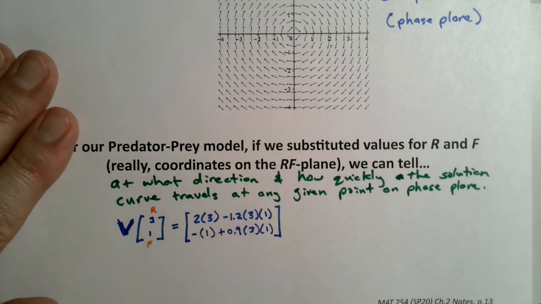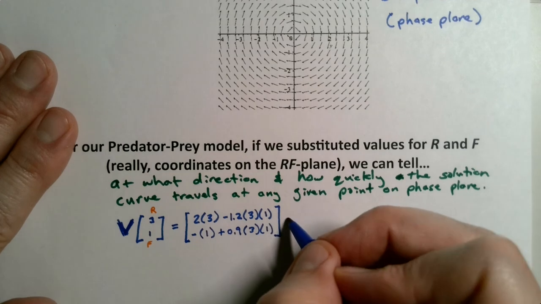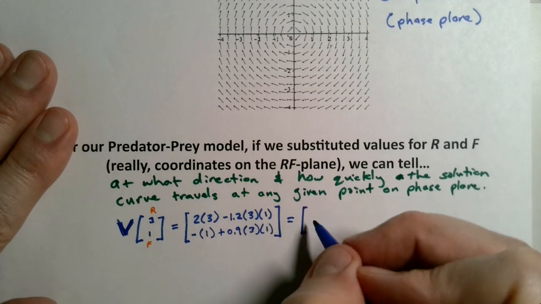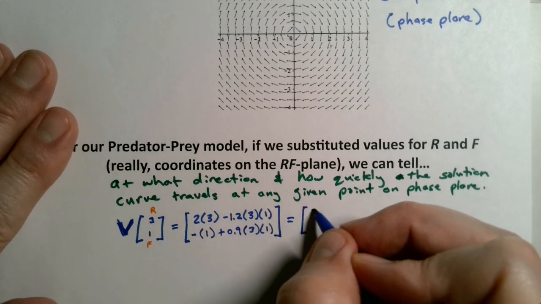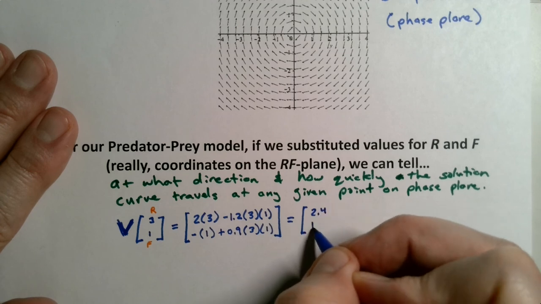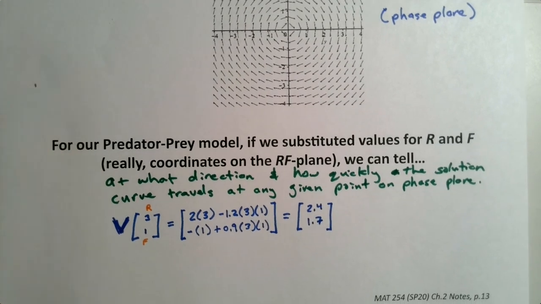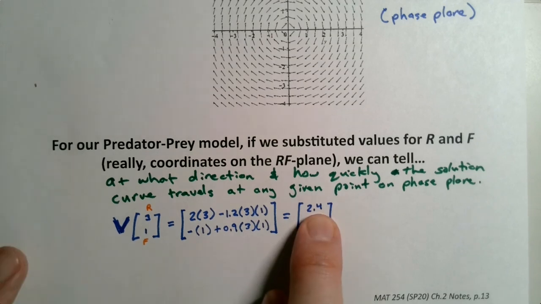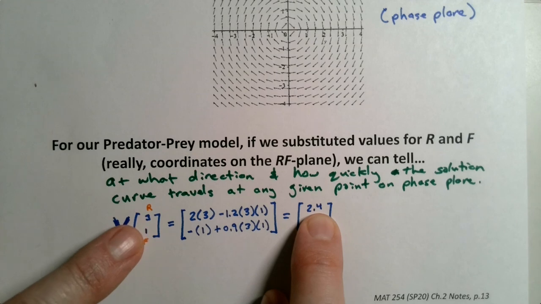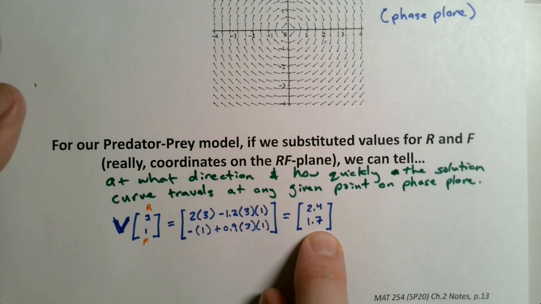And so these are just numbers. What this spits out, if you do a little bit of number crunching, is 2.4 in the top and 1.7 in the bottom. And those two numbers are telling us something. This is saying the rate of change of the rabbit population at this particular moment is 2.4 per unit time, and the rate of change of the fox population is 1.7. Both of them are positive, so that means both populations are growing.